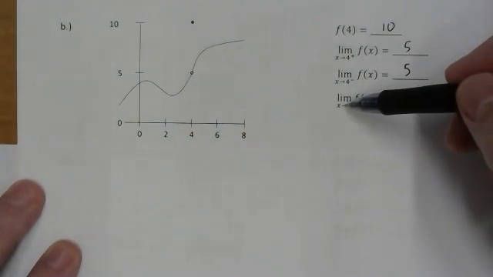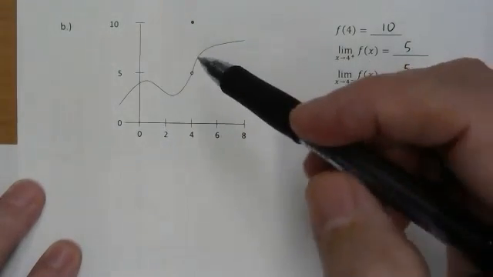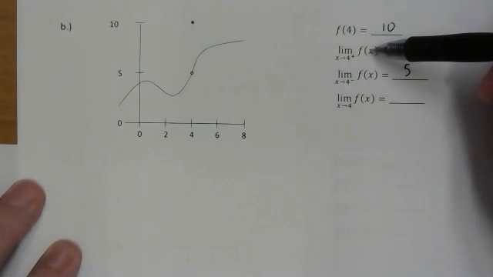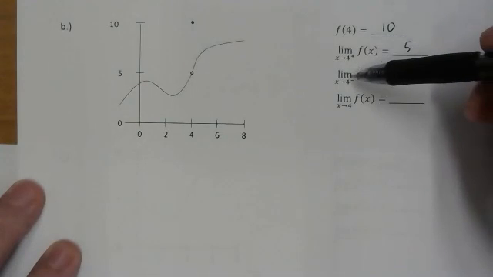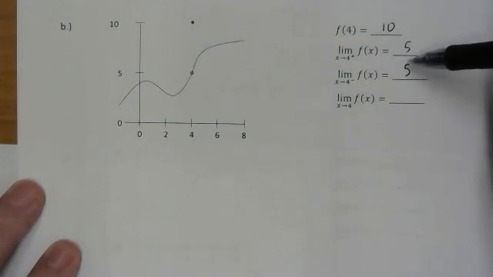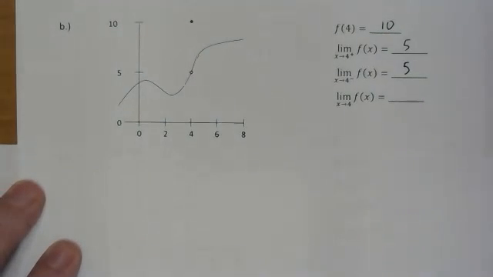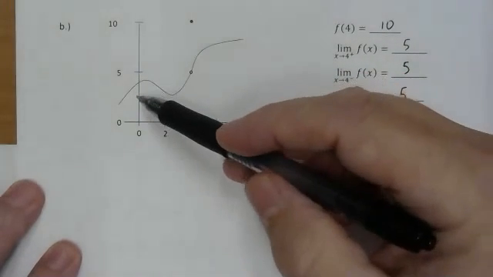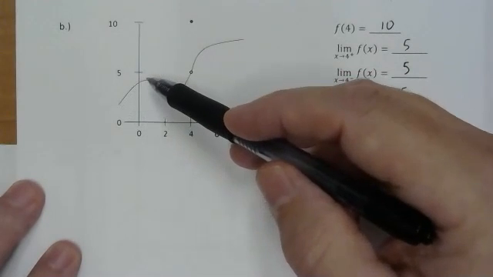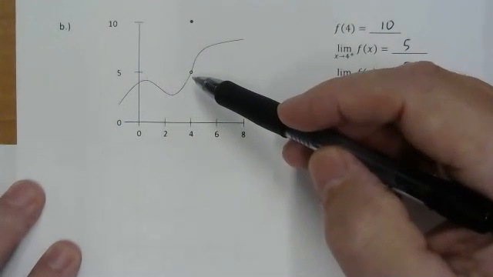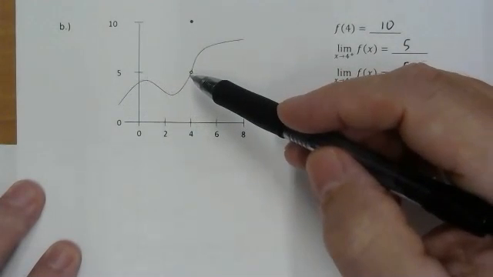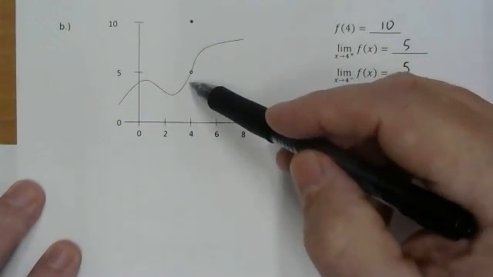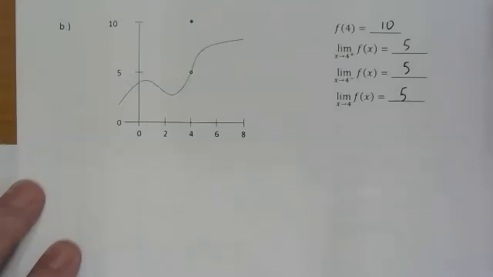So what's the limit as x approaches 4 of the function? Well, the limit as x approaches 4 from the high side and the limit as x approaches 4 from the low side are equal to the same value. Therefore, that's the limit. And this makes sense, obviously, because what is a limit? The limit is what the function approaches as you approach a certain value of x. It doesn't mean the value of the function at that value of x. It's as you get near and as you're approaching.